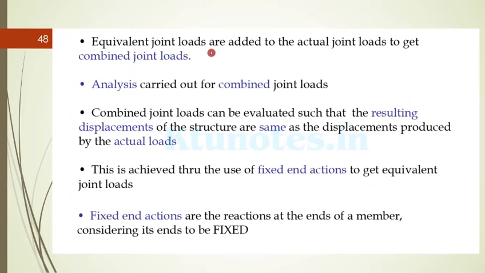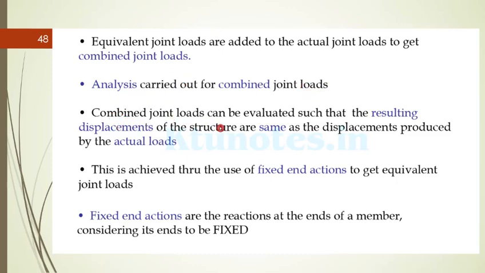The equivalent joint loads are added to the actual joint load to get the combined joint load. That is, actual joint loads are the loads which are directly acting on supports. So that will be always there. Plus the loads which are acting in between the supports are converted to an equivalent joint load. Combine the actual load plus equivalent joint load to get the combined joint load. And the analysis should be carried out for the combined joint load.